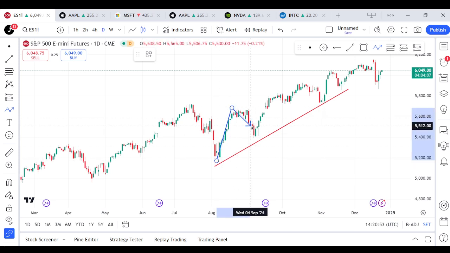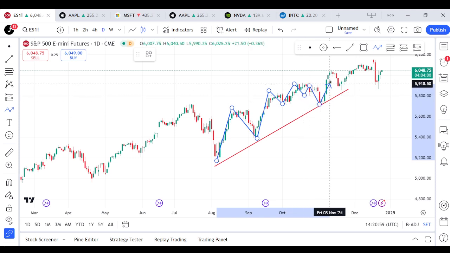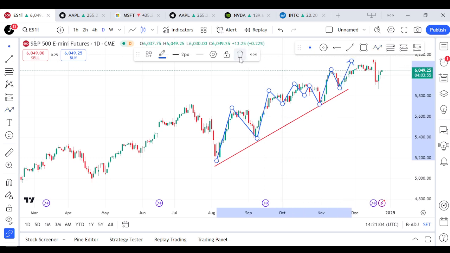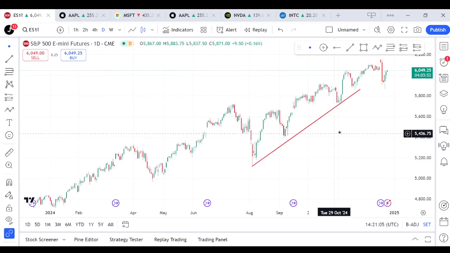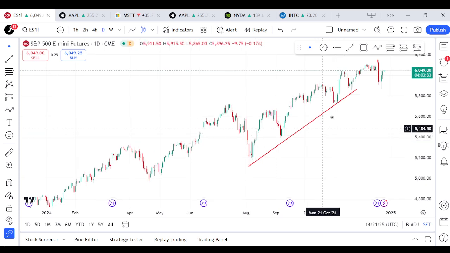This is a pullback. This is a consolidation, pullback, continuation, pullback, continuation. This is the S&P 500 on the daily time frame. And when you spot these bullish continuation candlestick patterns, it is a strong indication that buyers are still in control of the market. This gives you the opportunity to enter or add to your positions with greater confidence, knowing that the trend is likely to resume in the same direction.